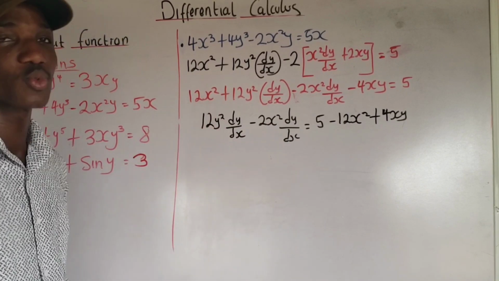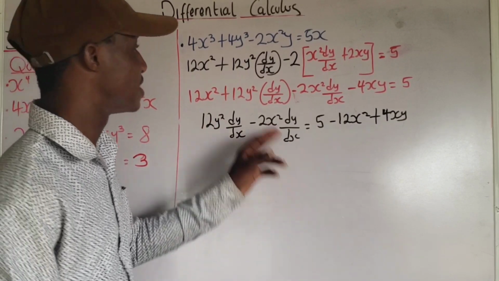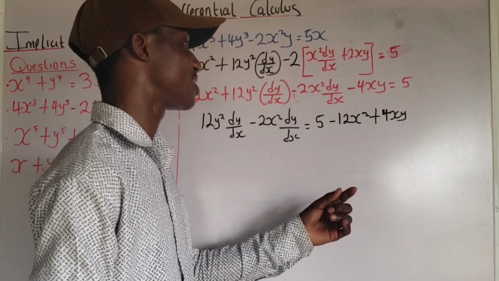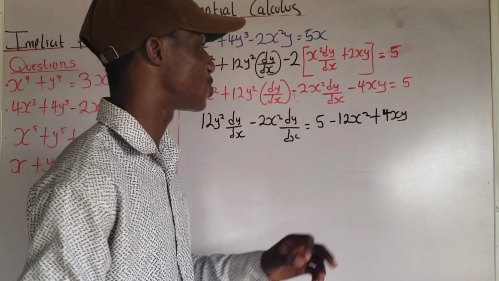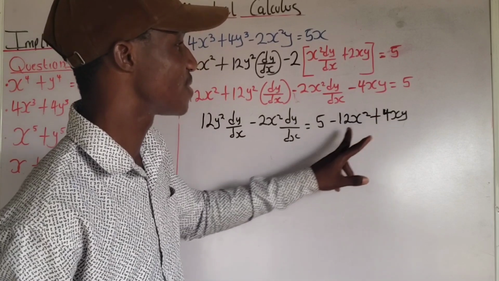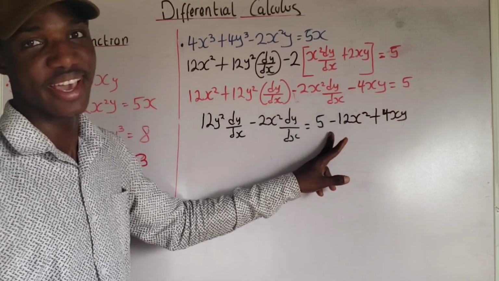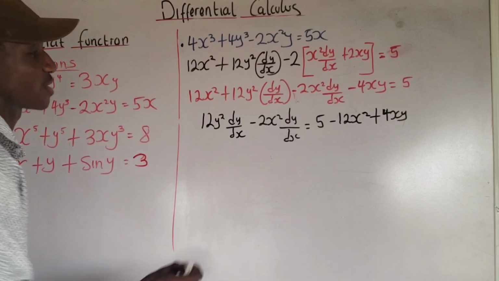And if this 12x squared crosses the equals to sign, the sign is going to change to negative. And if this negative 4xy crosses the equals to sign, the sign is going to change to positive. So I have negative 12x squared, positive 4xy, and this 5 is here. Now let us proceed. Factorize the dy dx.